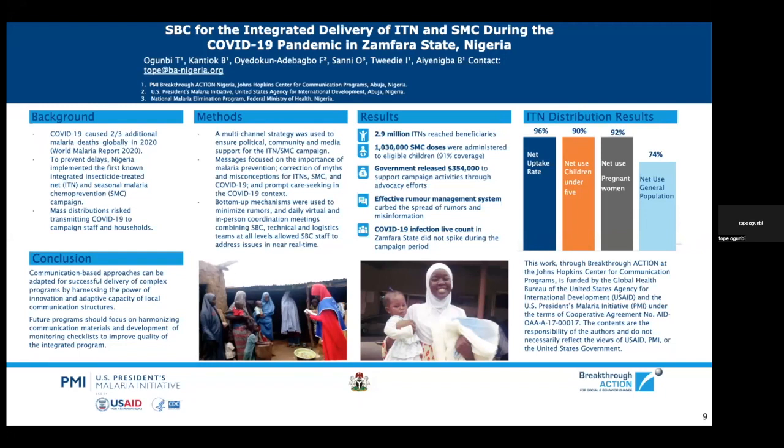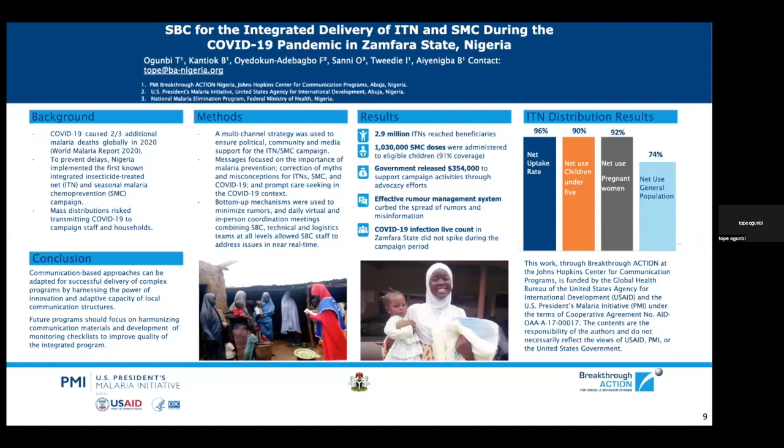Within the peak of the COVID-19 lockdown in Nigeria, delivering life-saving interventions and services were really delayed, including crucial interventions like seasonal malaria chemoprevention and distribution of insecticide-treated nets. Of course, at the time, mass distribution of any nature also carried the significant risk of transmitting COVID-19 to both the campaign staff and households.